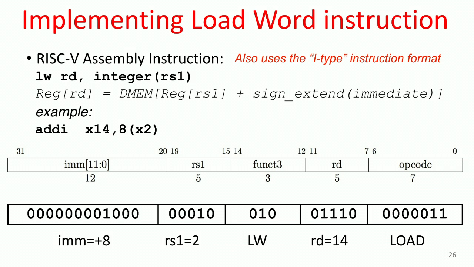Here's an example. That's what the syntax looks like. It says, take the value of x2, add 8 to it, treat that as a memory address, get the value out of memory, put it into register x14. This one uses the I-type instruction format also, interestingly. It uses it in a slightly different way. You can see it has the same components. We have an immediate value, which is this offset, has the RS register, it has the RD register. So we can encode it all in the same type of instruction.